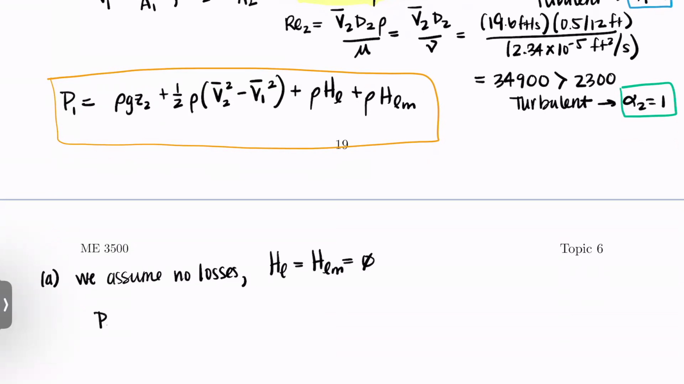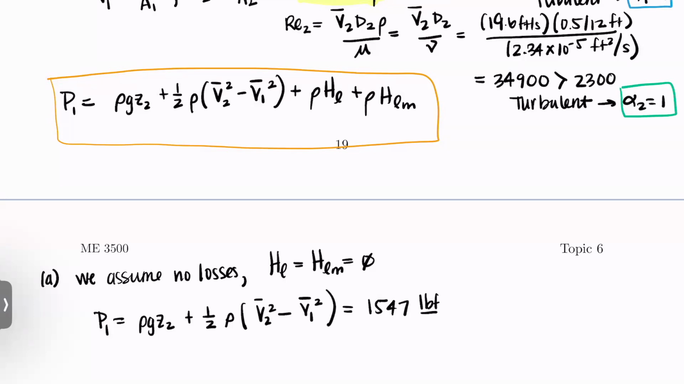All right, so that means that we just have P1 is equal to rho G Z2 plus 1/2 rho times the quantity of V2 squared minus V1 squared. And that's it, right? And we already have all of this information, so we can just calculate it. When I plug in all the information that we already have, I get 1547 pounds of force per square foot, which is 10.7 PSI.